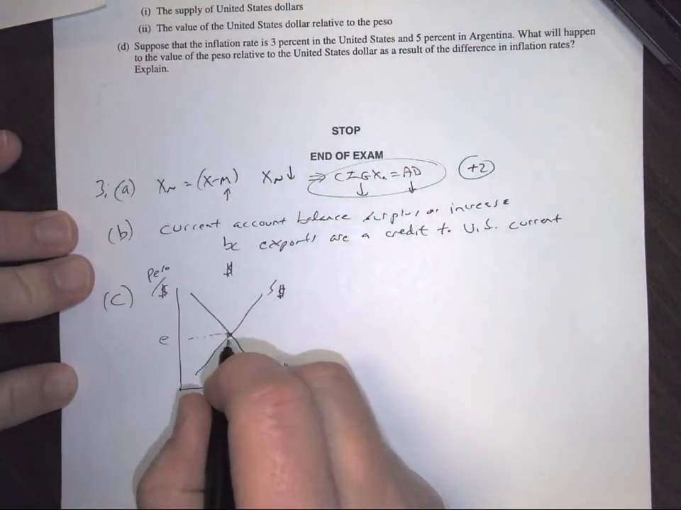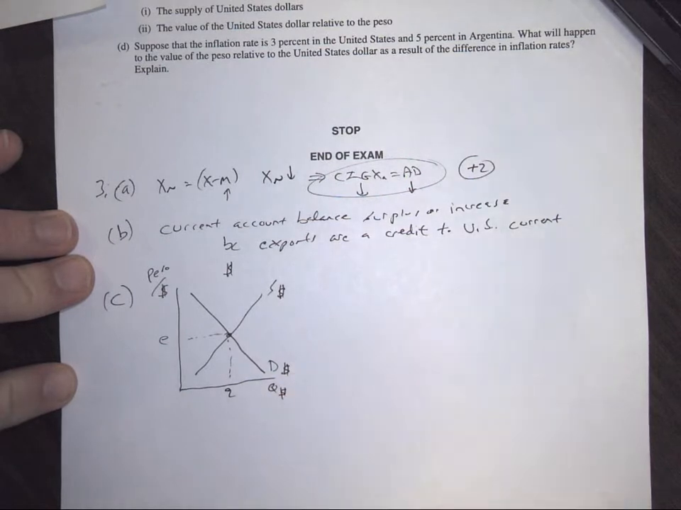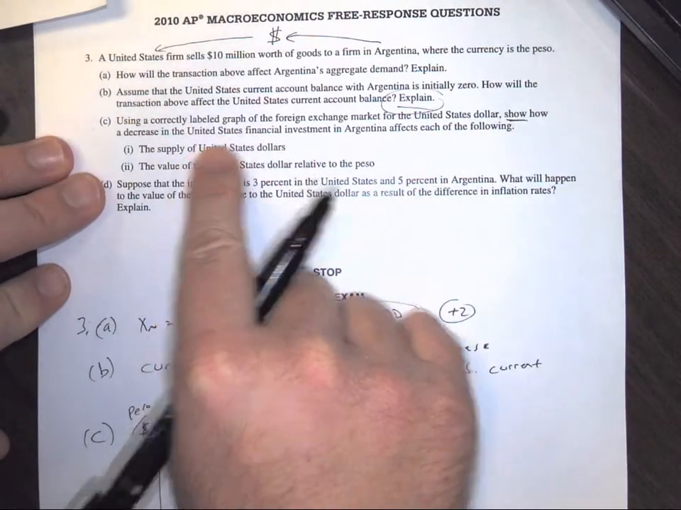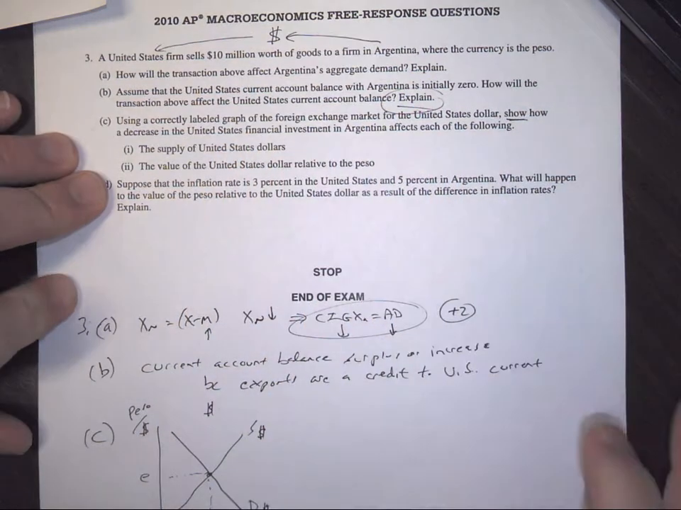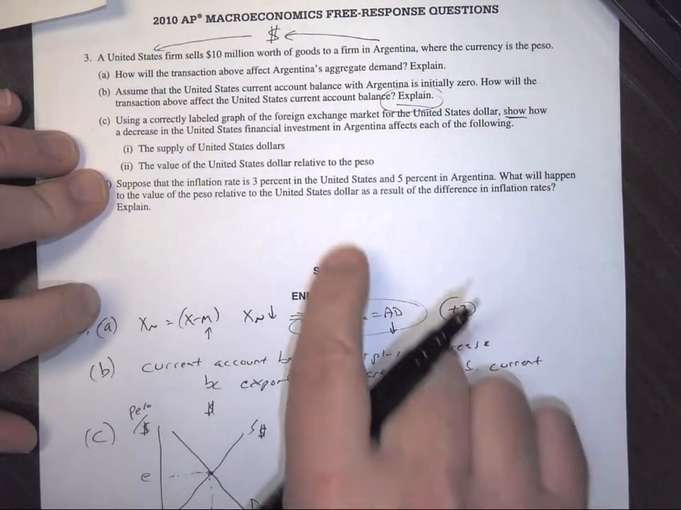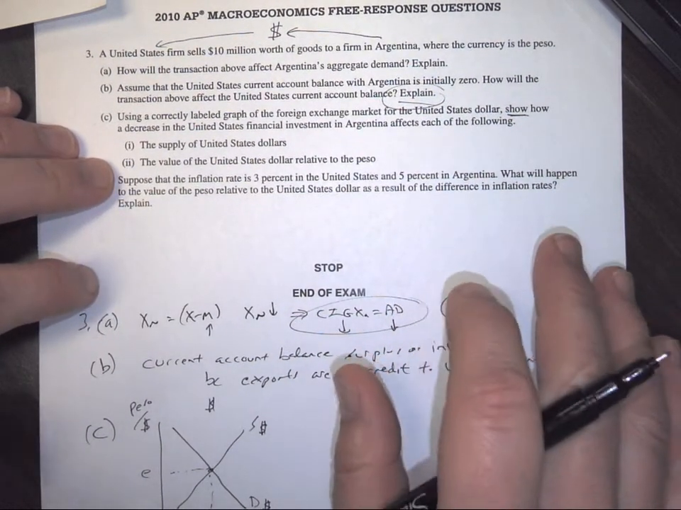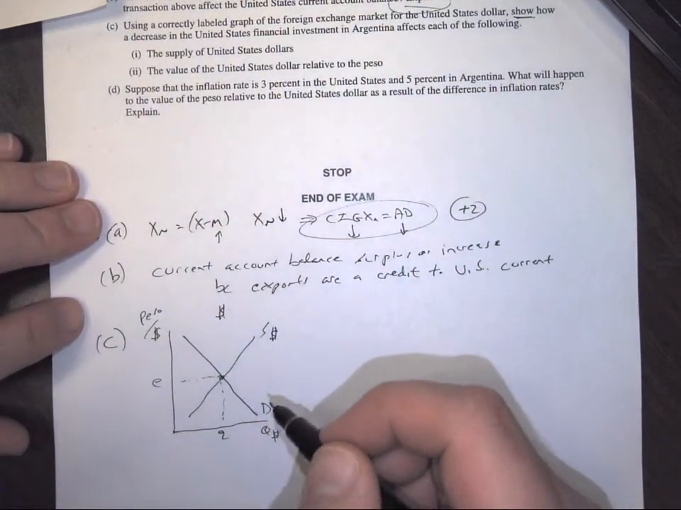at equilibrium. So the quantity is where those two meet, and remember you have the quantity of the U.S. dollar right there. Now the question says, show how the decrease in U.S. financial investment in Argentina affects the following. So we had all this money come in from Argentina, but we're not going to invest in Argentina's banks or their financial assets.